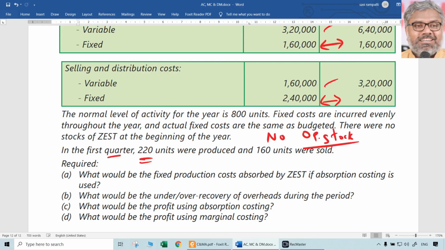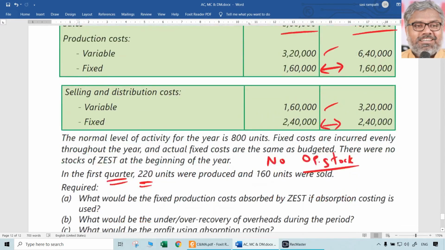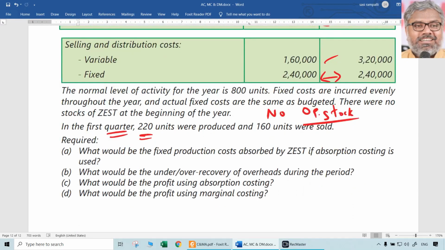Now in the first quarter, once again, read the question carefully. This entire 800 units is for what? Activity level for the year. But here what is it telling? Only the first quarter. 220 units are produced, 160 are sold. That means how much is closing stock? 60 units is closing stock. That is evident from the data that is given.